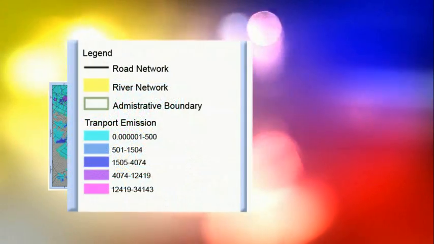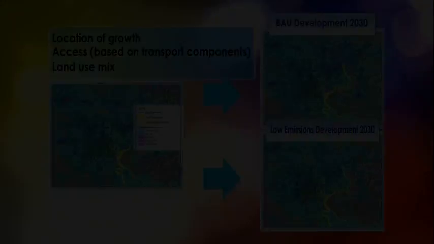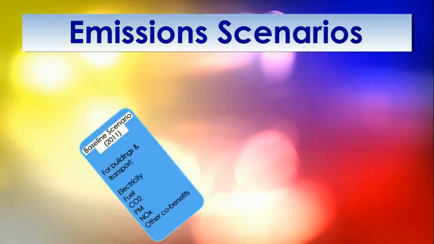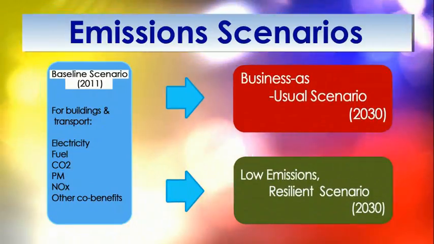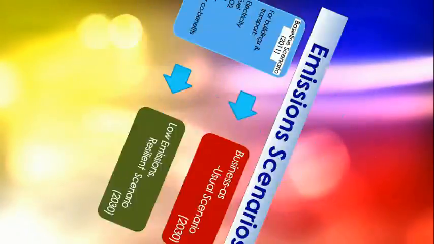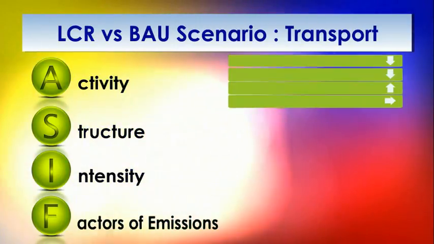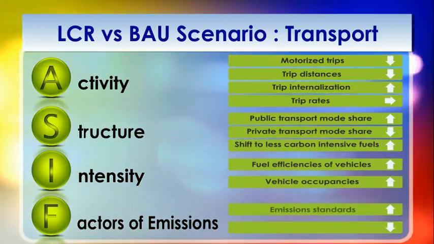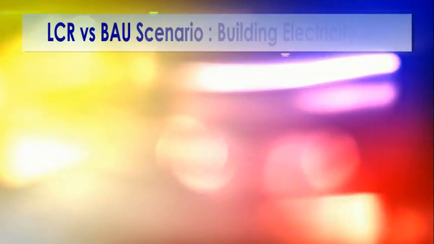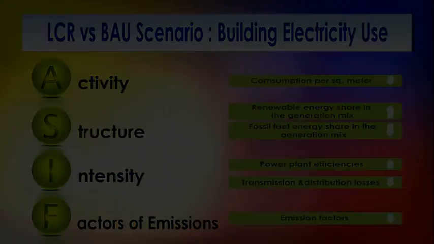Shown here are two maps that show the business as usual scenario in 2030 as compared to the low emission development scenario in 2030. The baseline scenario included parameters such as electricity and fuel and the different pollutants such as carbon dioxide, particulate matters, nitrogen oxide, as these impact the BAU and LCR scenario. The arrows depict the difference between the LCR, low carbon resilient, and the BAU. E.g., downward arrow for the motorized trips means that the motorized trips in the LCR scenario should be lower than in the BAU scenario. Downward arrows depict decreased electricity use and/or reduction in fossil fuel energy share.